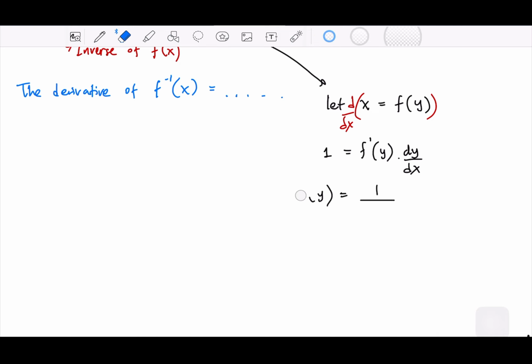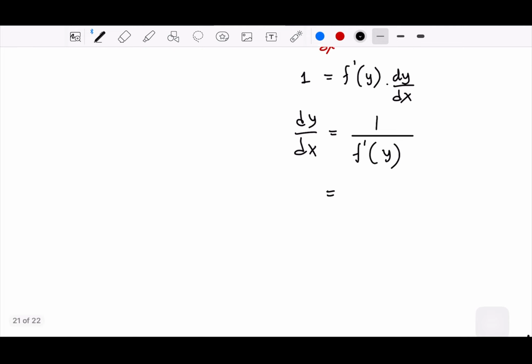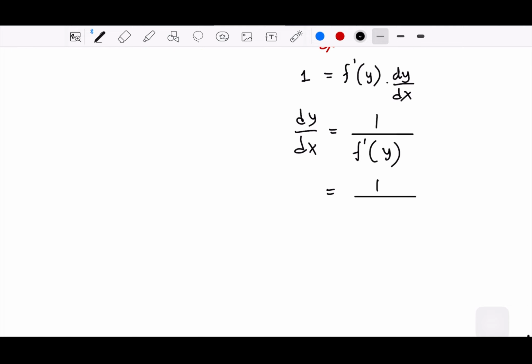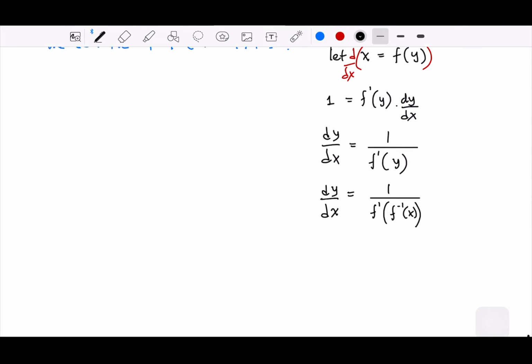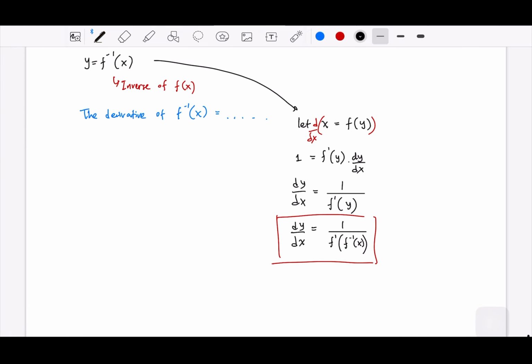Then we could take dy over dx, which is 1 over f prime of y, and y is actually our function. So this is 1 over f prime of f inverse of x, like that. So this is the derivative of the inverse.